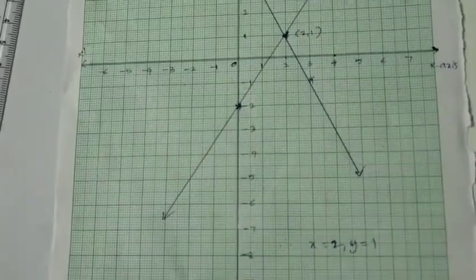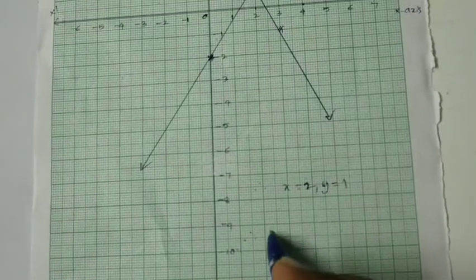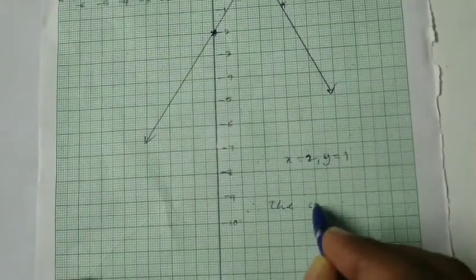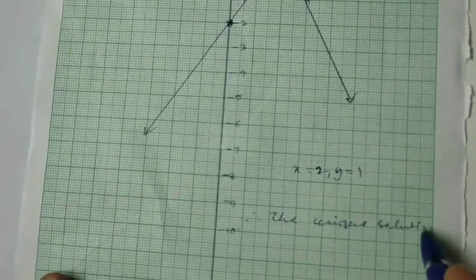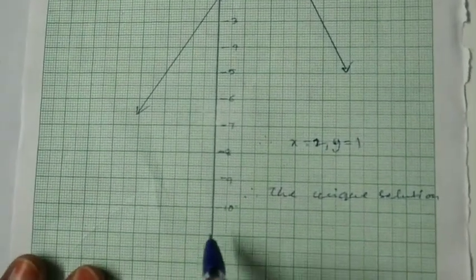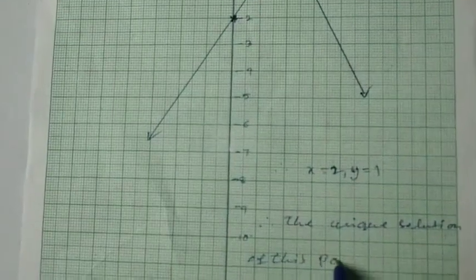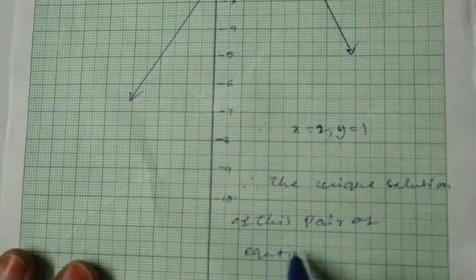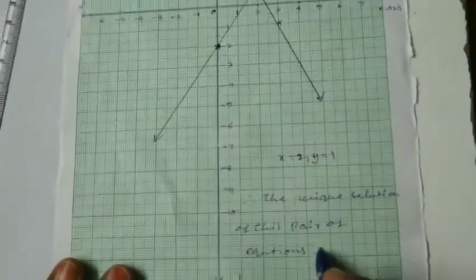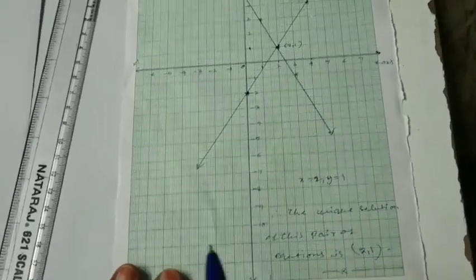Okay. Conclusion: finally we are going to write the unique solution. The unique solution of this pair of equations is 2 comma 1. Okay children.